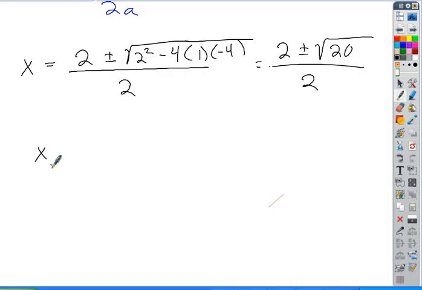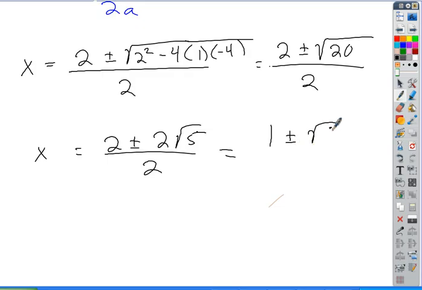Okay, good. So we get 2 plus or minus 2 square root of 5 over 2. Ooh, there we go. What does that reduce to? Good. As long as we cancel both 2's, we can cancel the 2's, right? So 1 plus or minus square root of 5. Yay. Over 1, which we don't write.